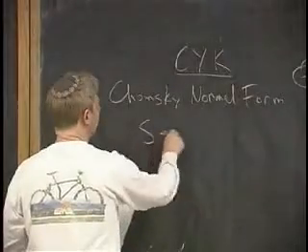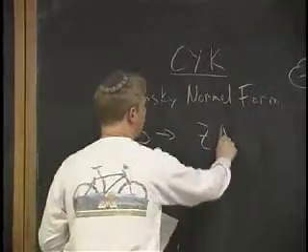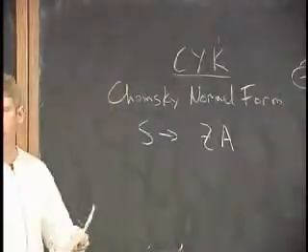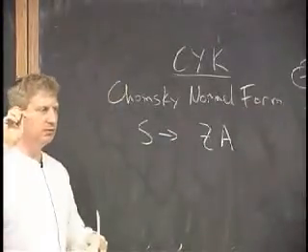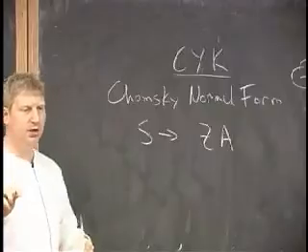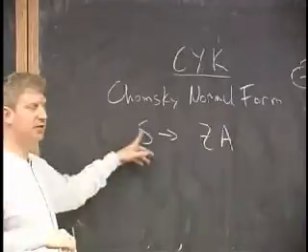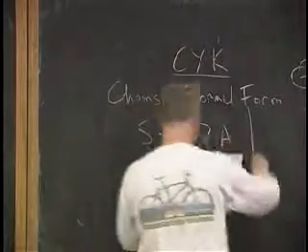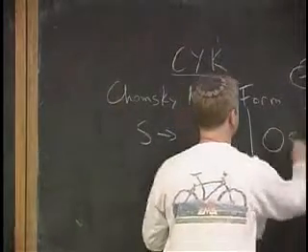Every single one, for example, looks like this. It goes to either 2 capital letters or to a single terminal letter. If there's an empty production, it has to be in the start symbol. There's no other empty productions. So here's an example of a context-free grammar.